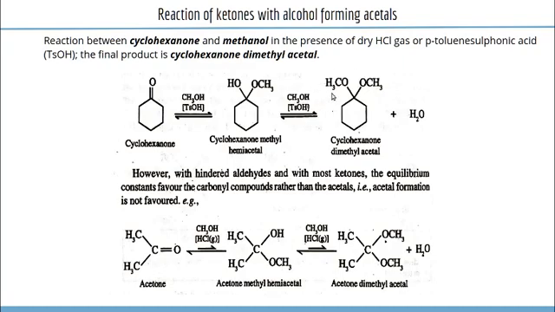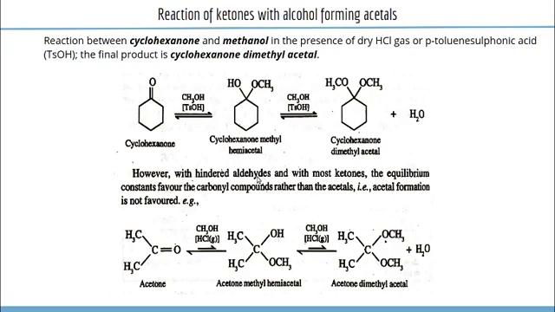Here on the oxygen, first a hydrogen atom adds and on the carbon an OCH3 substituent adds, a methoxy substituent. Then again with the reaction of one molecule of methanol, this H is replaced by the CH3 group. So we will get dimethyl acetal.